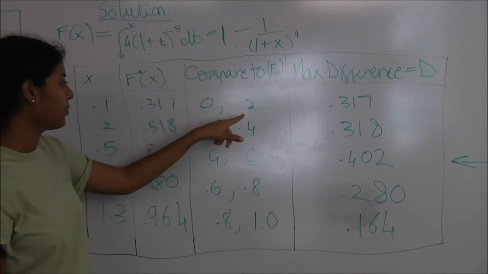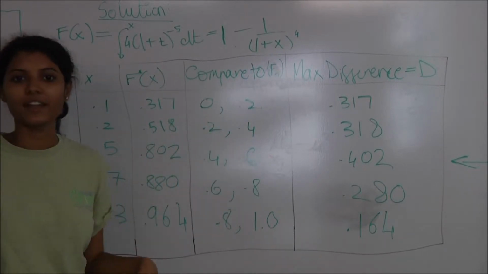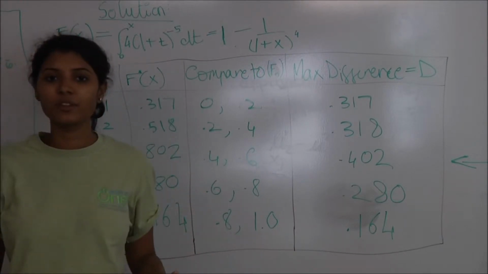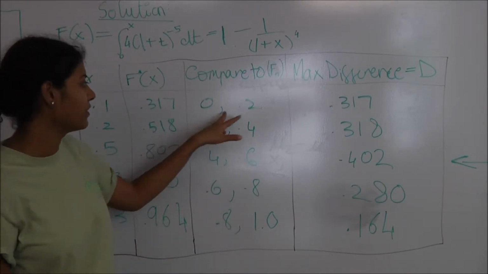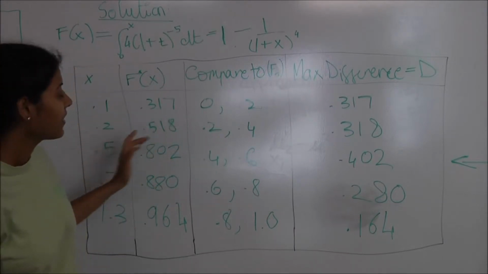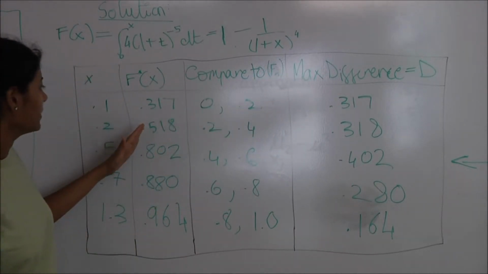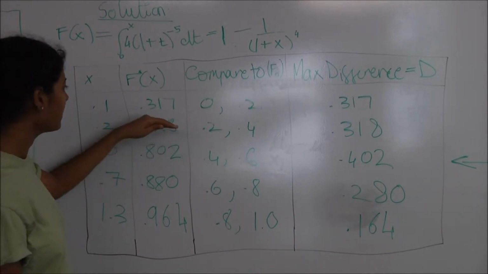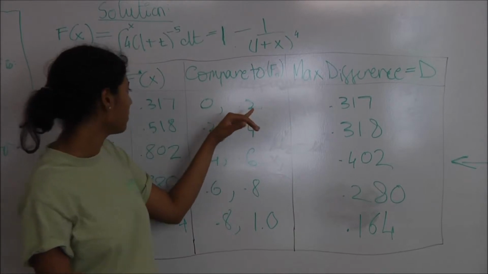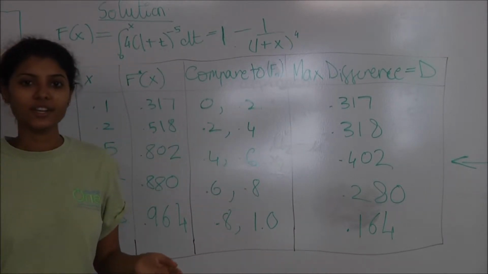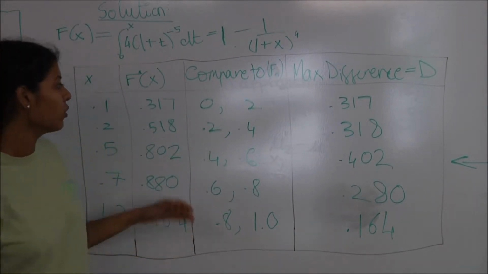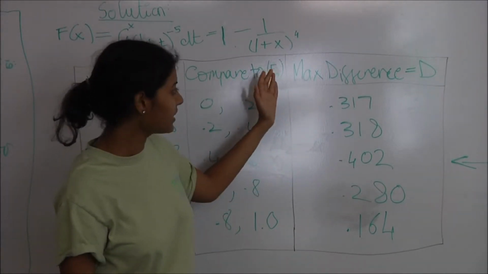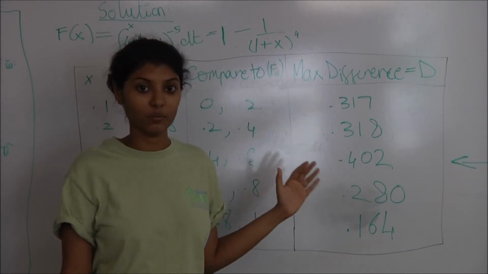What we get is 0, 0.2, 0.2, 0.4, which we get as 1 over n, the number of observations. We take it from the right and the left values, hence we have 2 values for each row. The max difference is just 0.317 minus 0, that's 0.317, and 0.317 minus 0.2, that is 0.117. We now take the maximum of these 2 values, which for this row is 0.317. The max difference is the KS test statistic, what we are looking for.